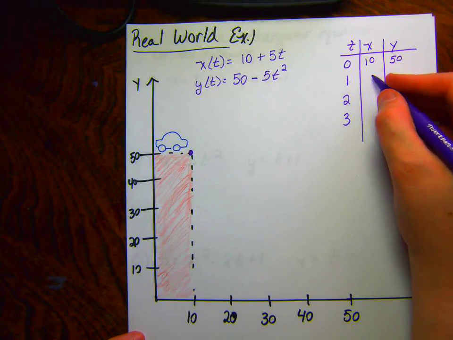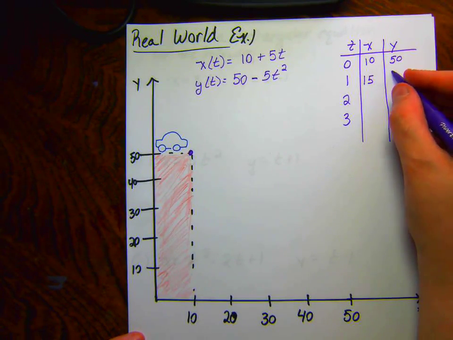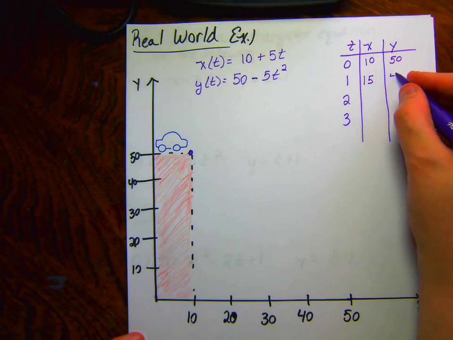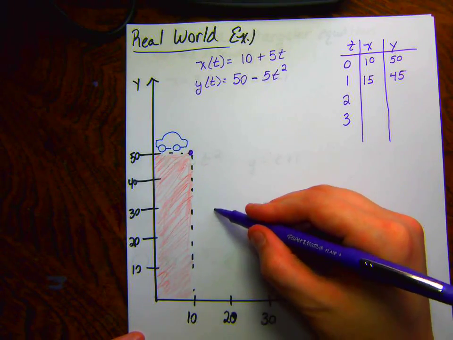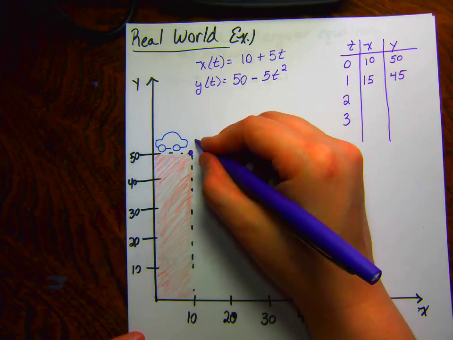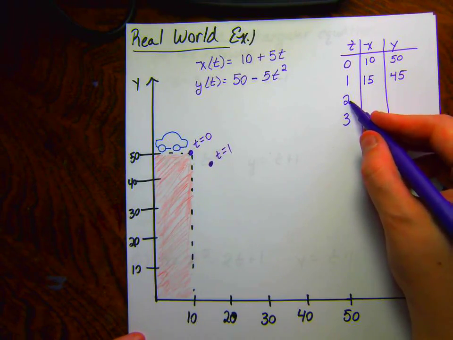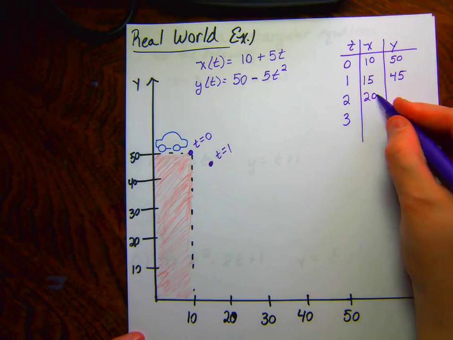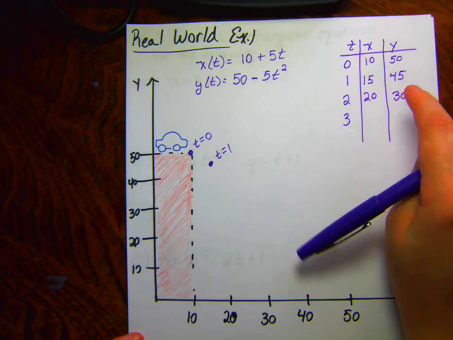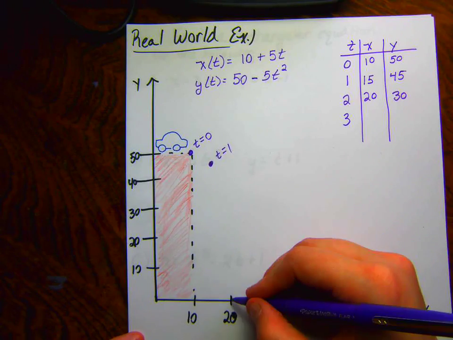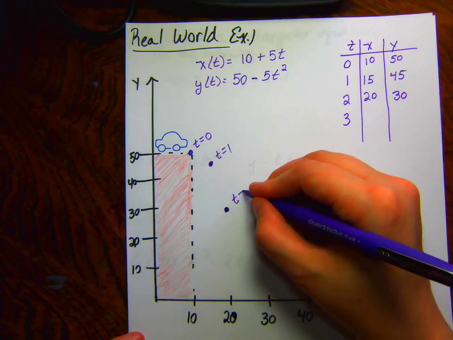Okay, now if I let t equal 1, then I go over 5, and then if I let t equal 1 here, then I drop 5. Okay, so then I'm going to be about right here. So this is t equals 0, this is t equals 1. Now after 2 seconds, I'm going to be over another 5 feet, so I'm going to be at 20 feet now. And now I will have gone down 20, so now I'm going to be at 30 feet. Okay, so 30 and 20, and that's at 2 seconds.